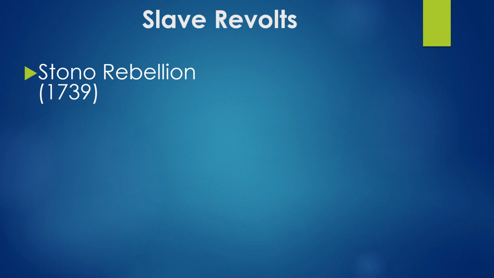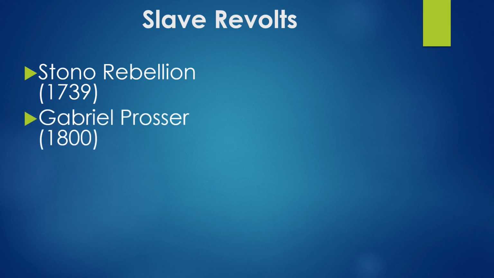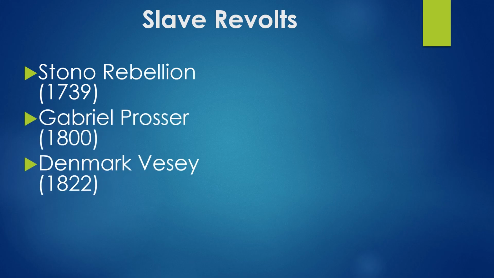Two other rebellions that are significant, but not as significant as the Stono Rebellion or Nat Turner's, were Prosser's Revolt and Vesey's Revolt. Gabriel Prosser was a slave blacksmith in Virginia. He planned a military slave revolt. He actually recruited 150 men, but the rebellion never materialized, and in fact someone informed on them, and Prosser and 26 others were hung.